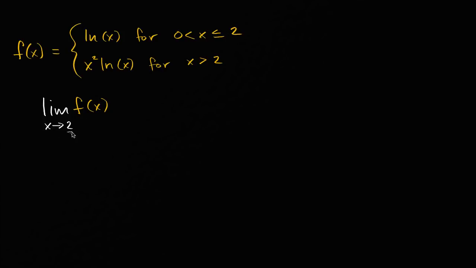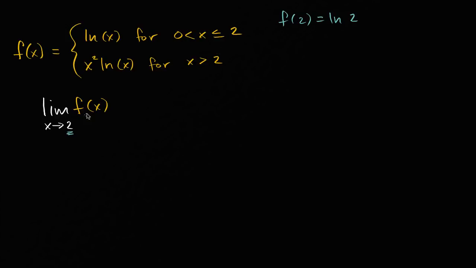And what's interesting about the value 2 is that it's essentially the boundary between these two intervals. If we wanted to evaluate it at 2, we would fall into this first interval, f of 2. Well, 2 is less than or equal to 2, and it's greater than 0. So f of 2 would be pretty straightforward. That would just be natural log of 2. But that's not necessarily what the limit is going to be.